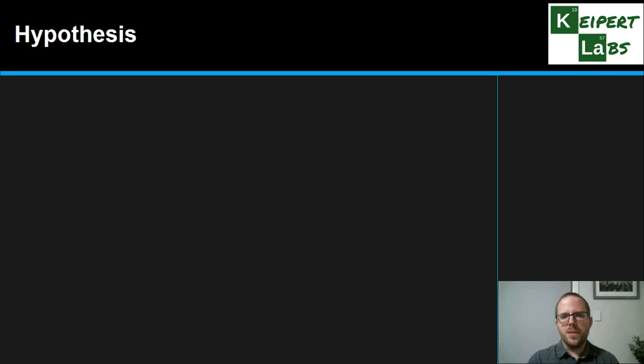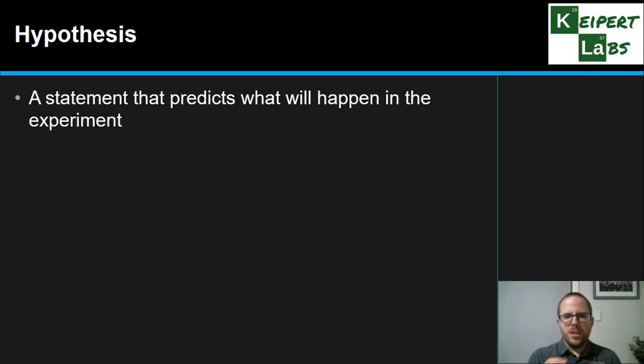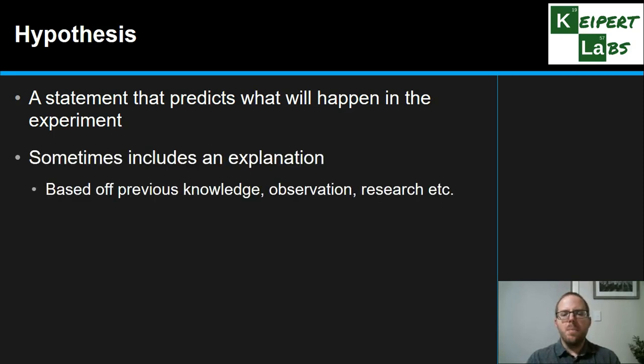And then we get to a hypothesis. So to take this aim of the purpose and to actually provide a statement that predicts what you think will happen in this experiment. Now you take yourself out of the equation. We don't use words like I think and so on in a hypothesis, but you are making a prediction. Sometimes in your hypothesis, as you get to higher levels of science, we're trying to give an explanation that's based off previous knowledge, other observations, research we might have done to prepare, and so on.